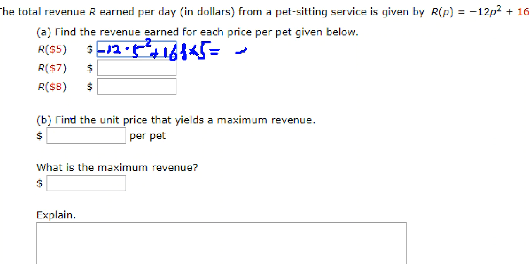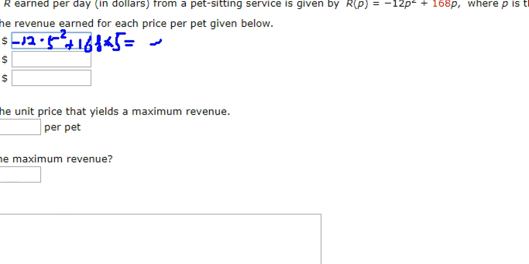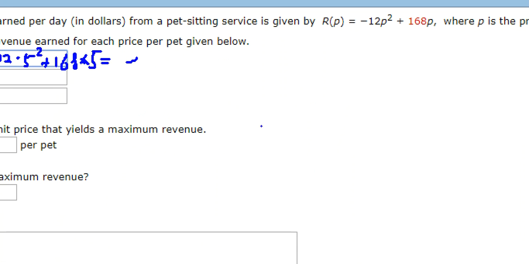Now if the owner asks you to help determine the unit price that yields maximum revenue, how do you do that? You're going to find the largest value that this function can achieve. This is a quadratic function. How do you find the largest value? The vertex is what you need. So I would probably do this.